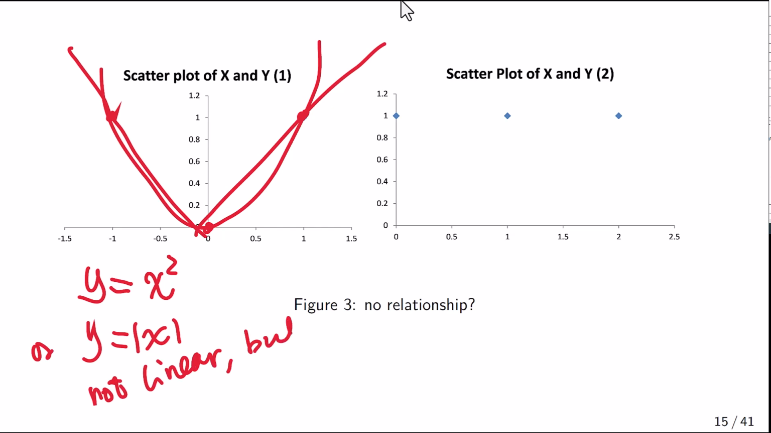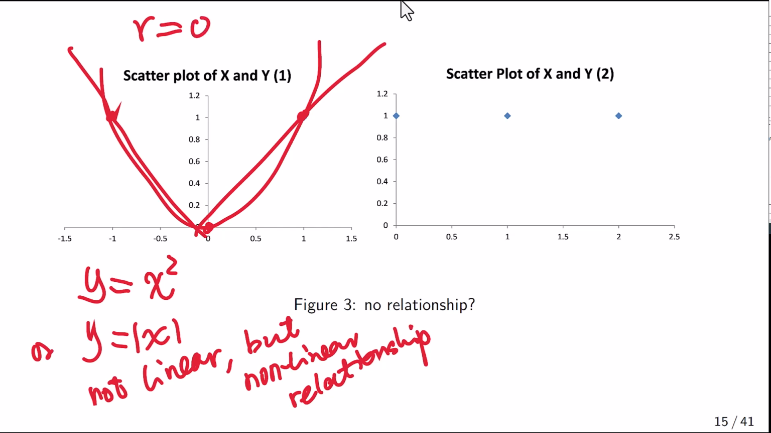But a non-linear relationship. That's why this r equals 0. Okay, r equals 0, that means what? Means no linear relationship. And for the second table, if we plot 3 pairs of x and y, we get 3 dots.